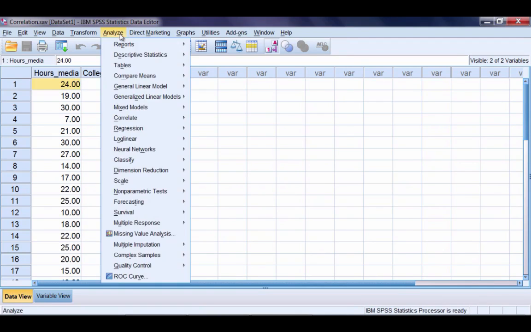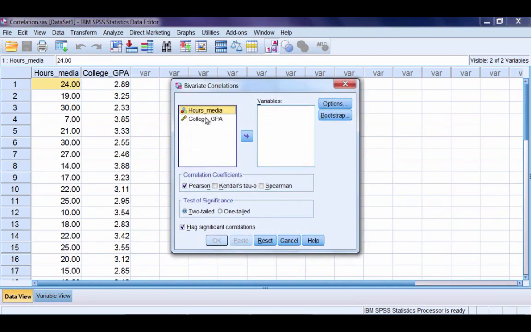To run the correlation, we go to Analyze, and then Correlate, and then Bivariate. And bivariate, if you think about it, bi just means two, and variate is just another name for a variable. So this is the correlation we use when we have two variables, like we do here. So select bivariate, and then here notice hours media and college GPA are on the left-hand side of our bivariate correlations box. You should see on your screen hours media is already selected, so go ahead and click the right arrow button to move it to the variables box. And then select college GPA and click the right arrow button once again to move it over as well.